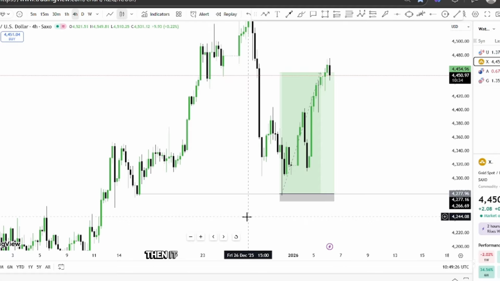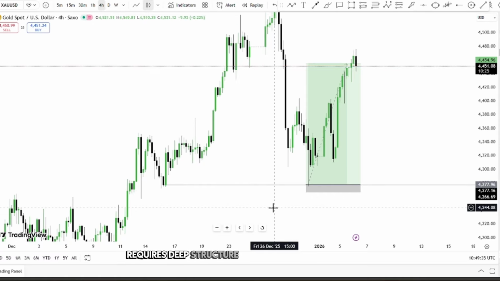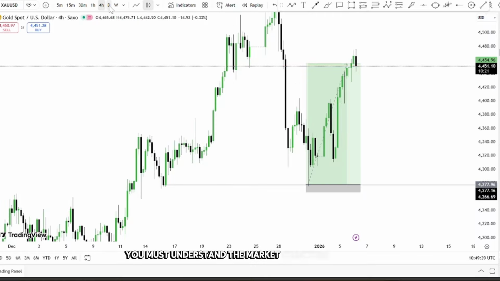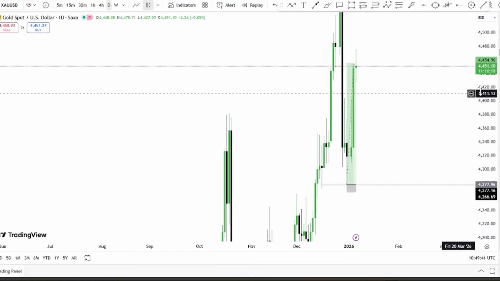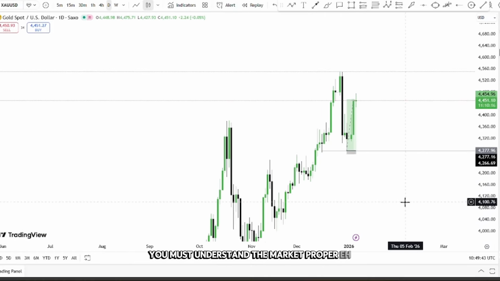Then it requires deep structure and liquidity understanding. You must understand the market structure properly, and you must also know the key levels on the chart where the market is likely going to reverse. Okay, so those are the cons.